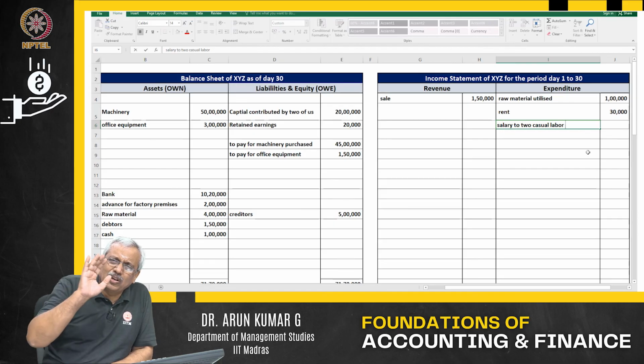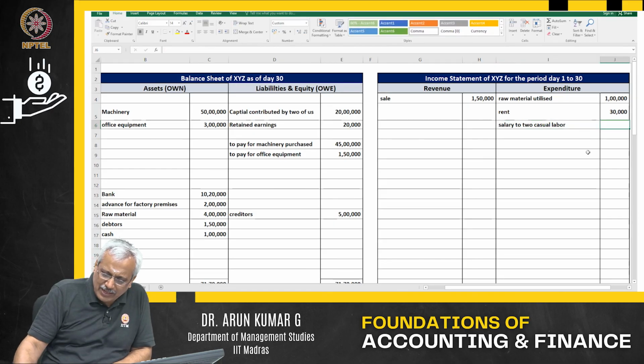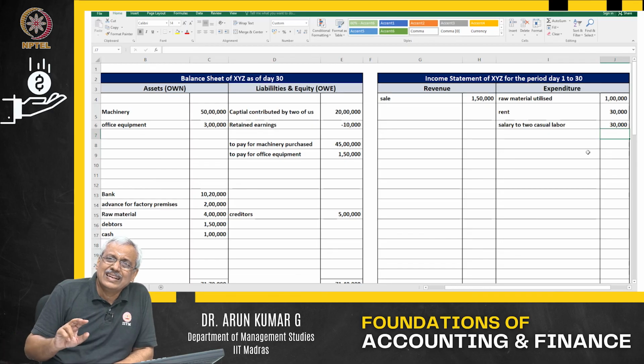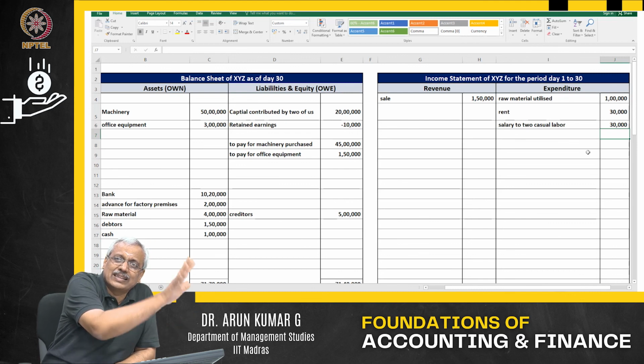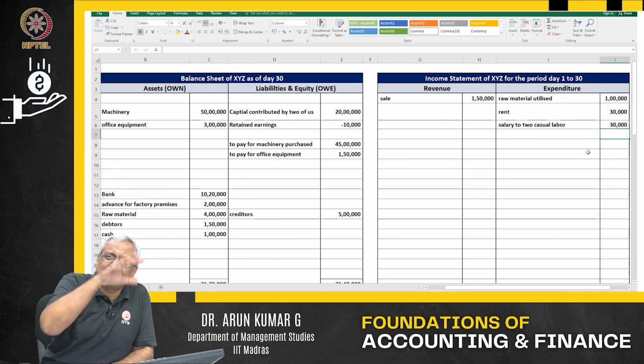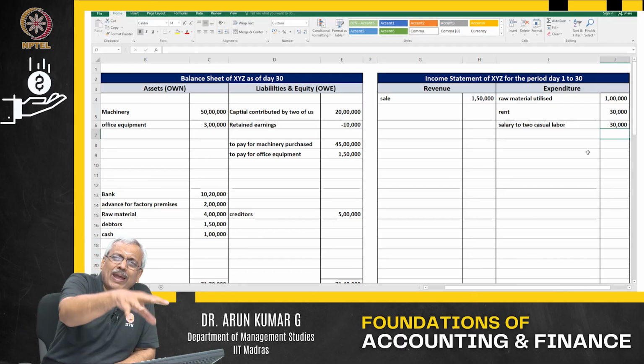and they have been employed through the month. So how much am I paying? I am paying about 15,000 per person into 2 people. So 30,000 is the money that I paid, because it is an expenditure. Why? They have worked for me for the entire month. They might have sat idle, but they have devoted their time to me for the entire month. So I am liable to pay.